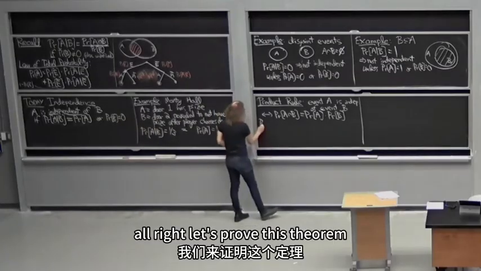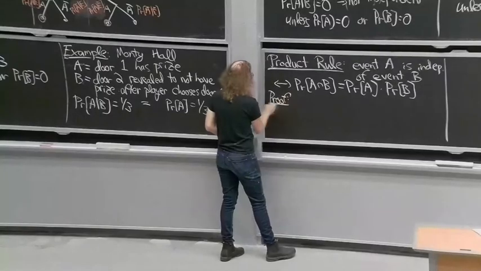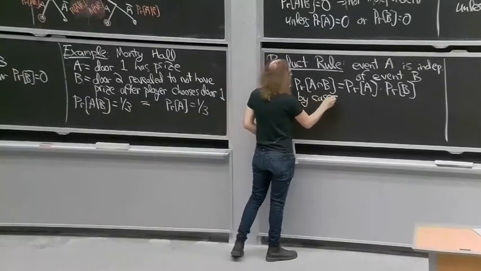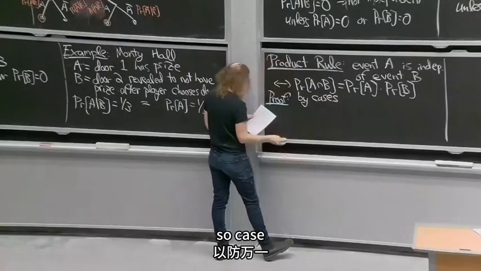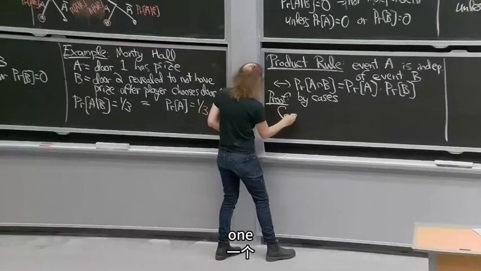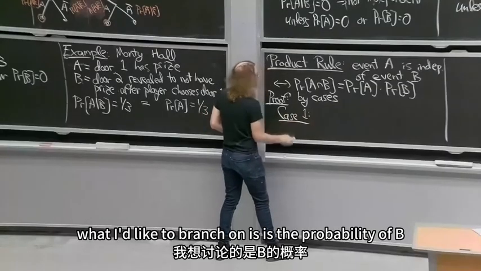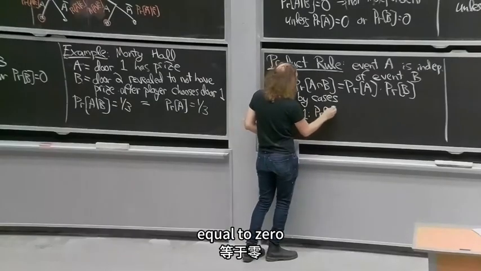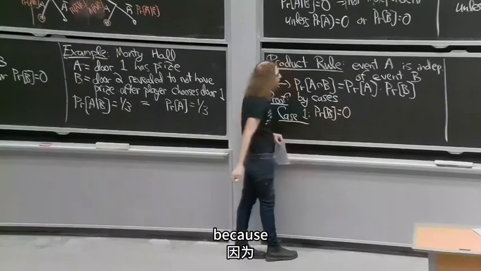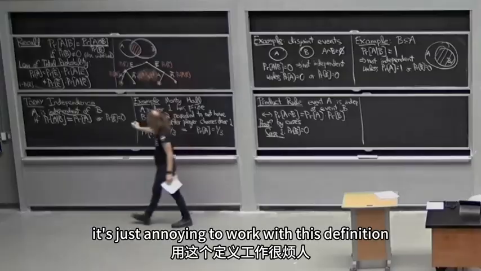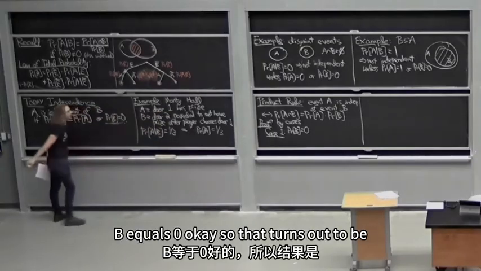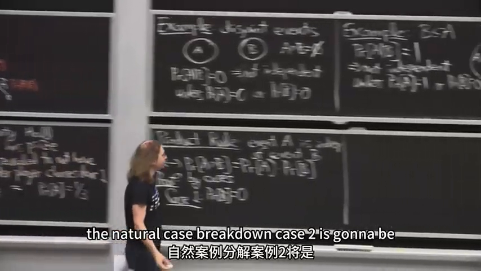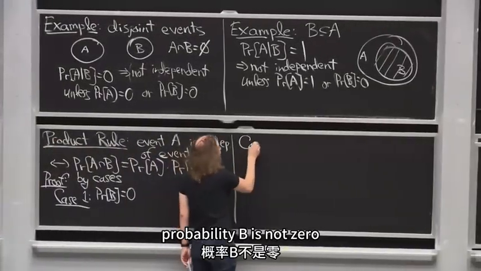All right, let's prove this theorem by cases. So case 1, what I'd like to branch on is whether the probability of B is equal to 0. Because it's just annoying to work with this definition. There's this special case of B equals 0. So that turns out to be the natural case breakdown. Case 2 is going to be probability B is not 0.